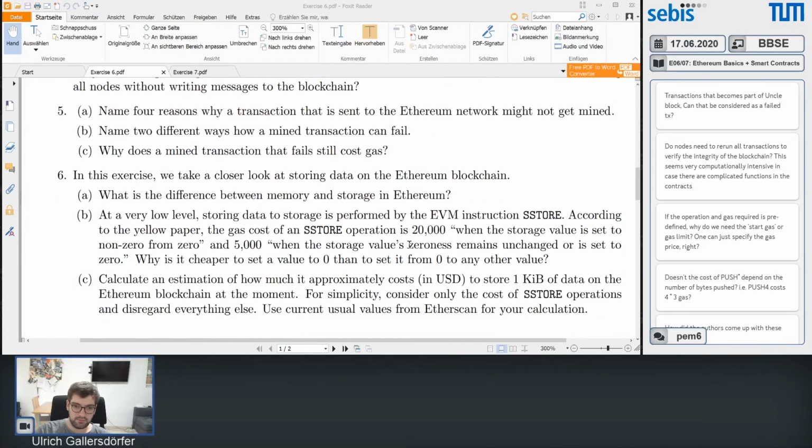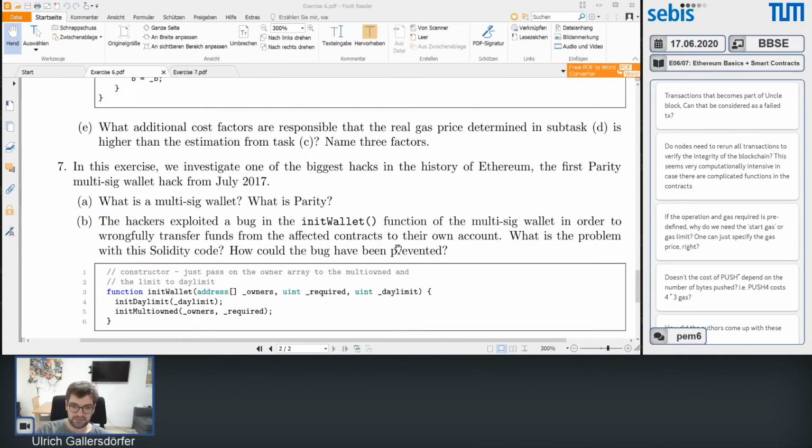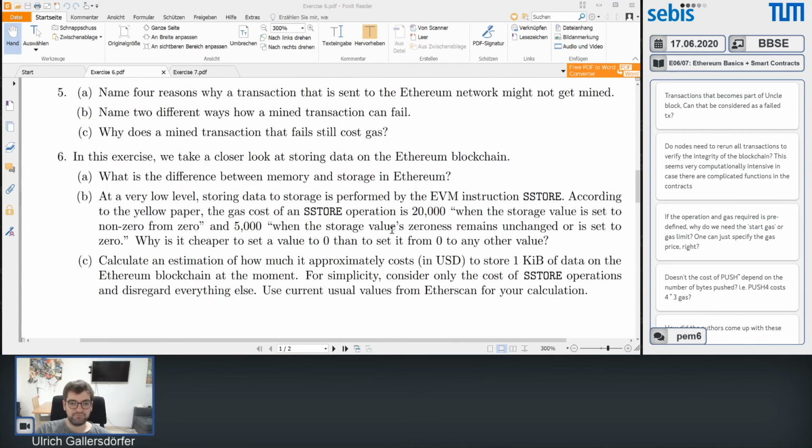Okay, then we have a very nice question number 6. In this exercise, we take a closer look at storing data on the Ethereum blockchain. What is the difference between memory and storage in Ethereum?